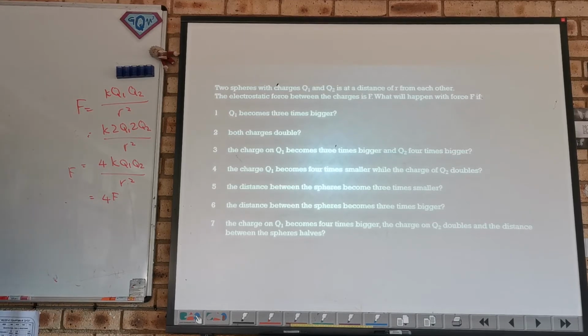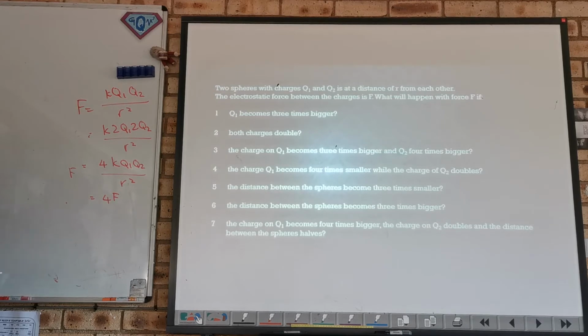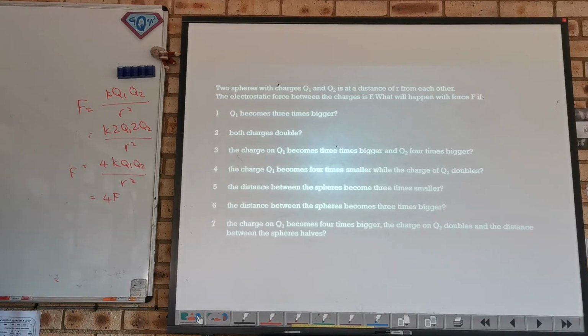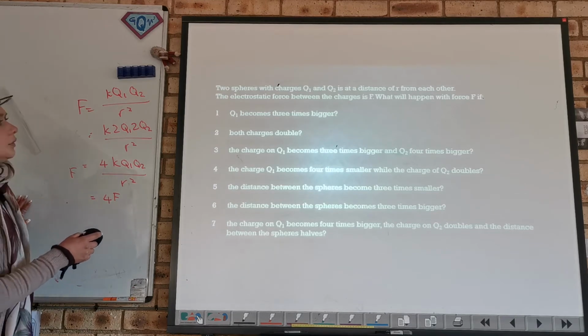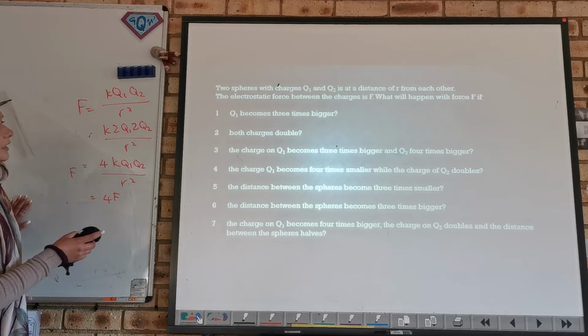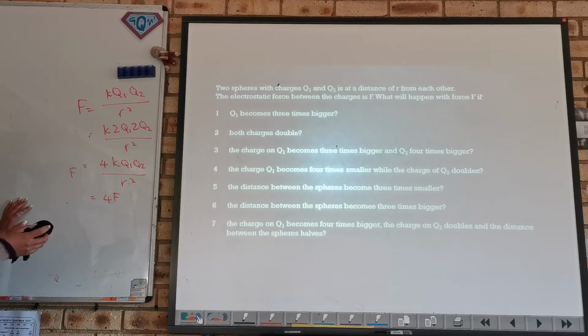Number 3 is a little bit more complicated. It says charge 1 becomes 4 times smaller and the charge of Q2 doubles. Okay, so let's get that into the next equation. Ready? Number 3 says becomes 3 times bigger. Oh, sorry, I missed one. Let's do 3. Ready?